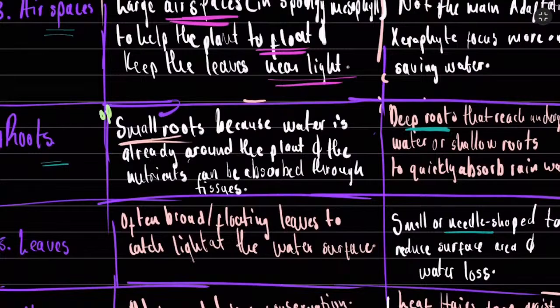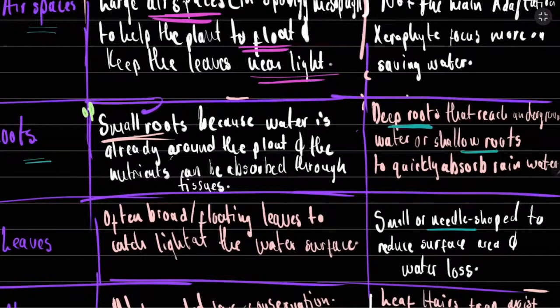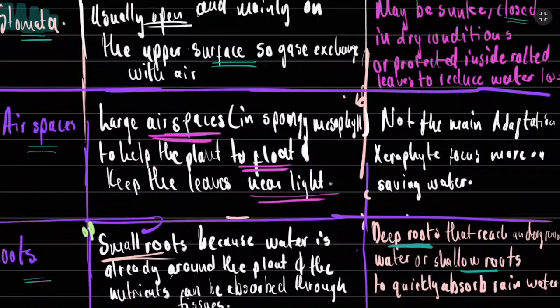Then the roots, they are small. Okay? The roots are small. If they are shallow, then they are going to be wide-ranging, to get water the moment it rains. Anyway, that's for xerophytes. They don't want to lose water.